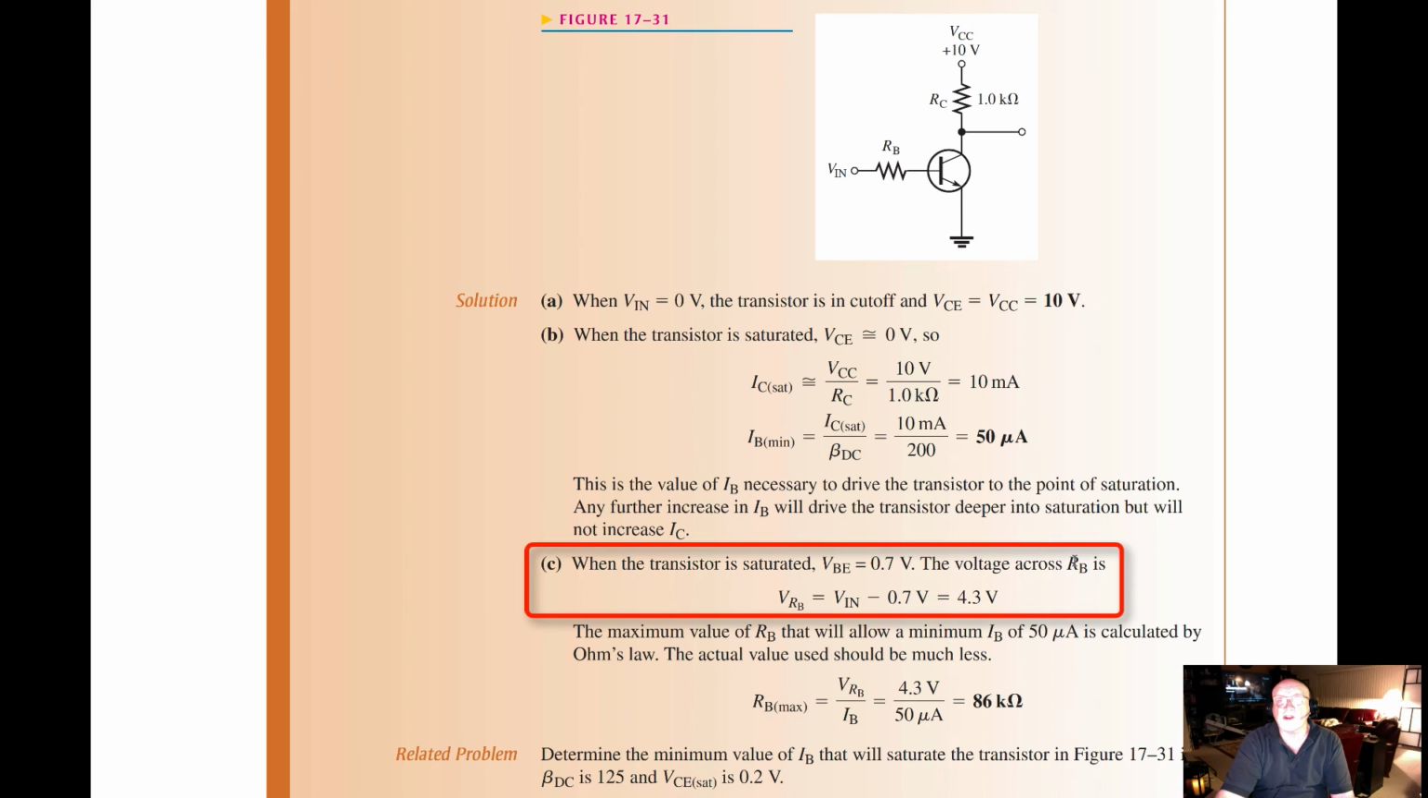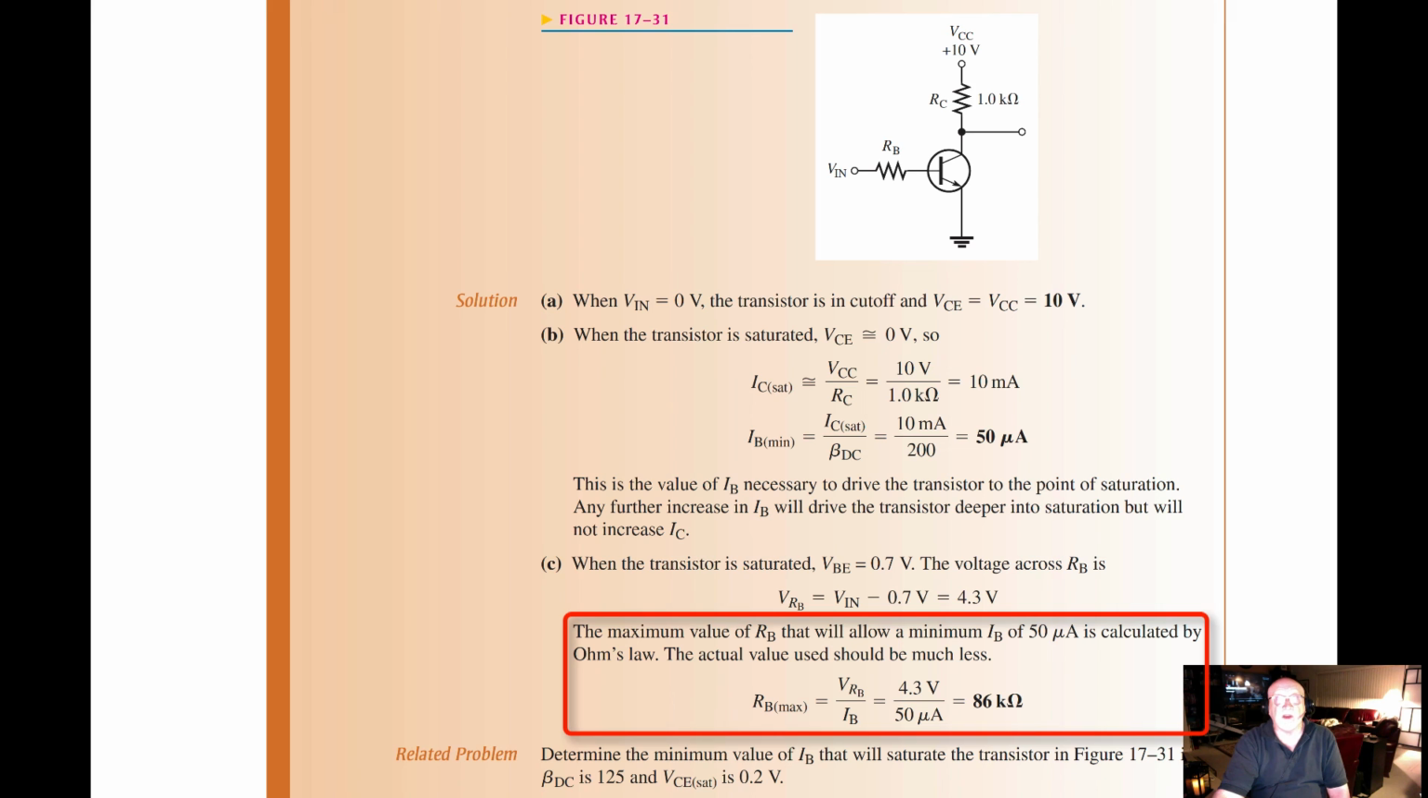The voltage across RB, then, the base resistor, is equal to Vin minus the barrier potential, in this case 5 minus 0.7 gives us 4.3 volts. The maximum value of the base resistor that will allow a minimum current of 50 microamps is calculated by Ohm's law. The actual value should be much less. So if we use VRB over IB, Ohm's law, we get 86 k ohms.